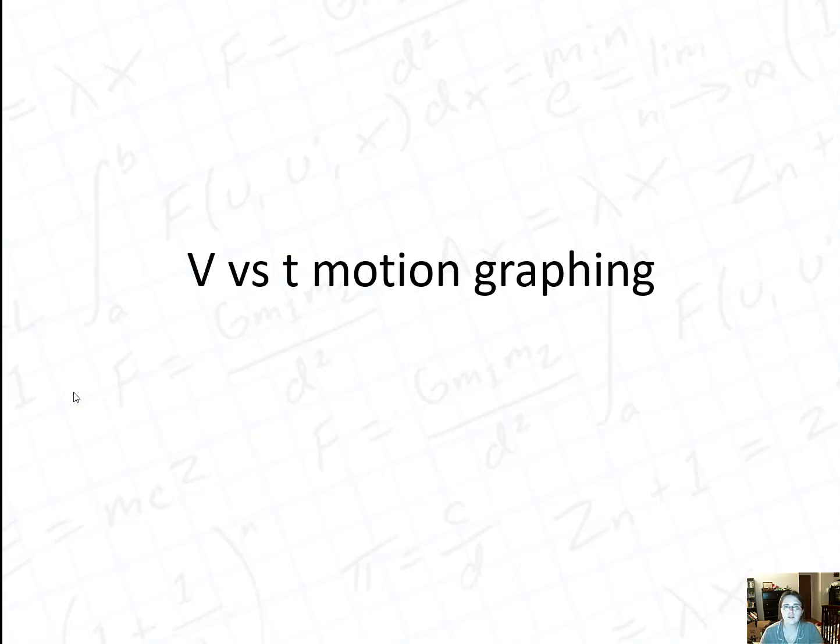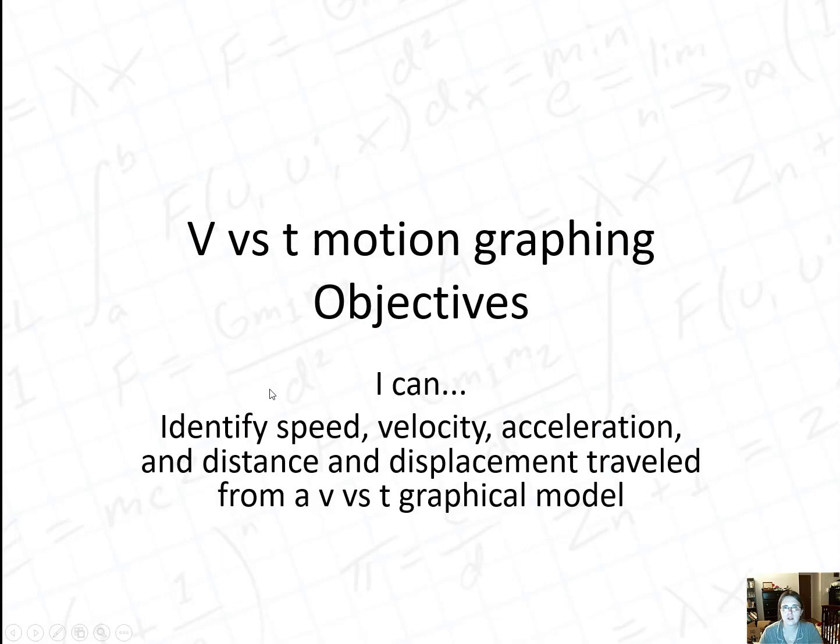All right, today we're going to be looking at velocity versus time motion graphing. The objectives for this video are to be able to identify speed, velocity, acceleration, and distance and displacement traveled from a velocity versus time graphical model.